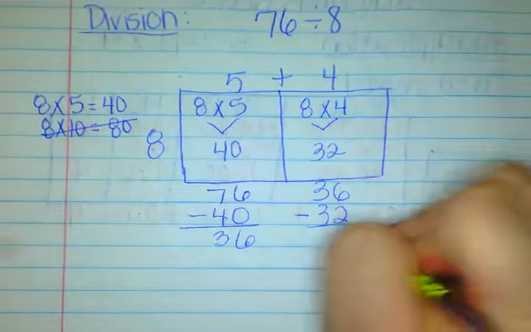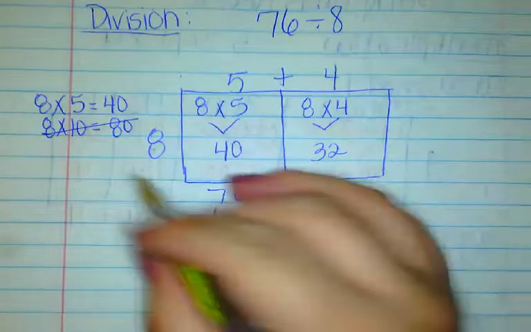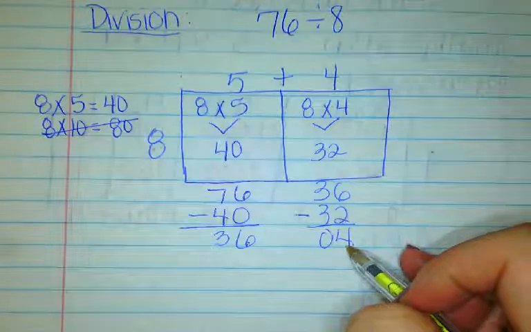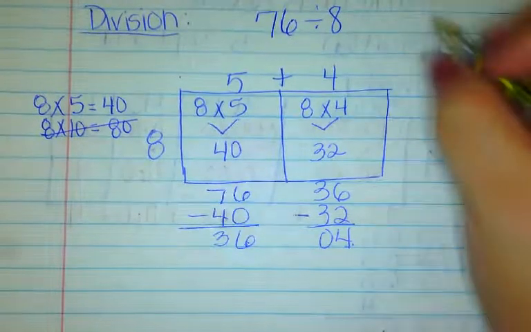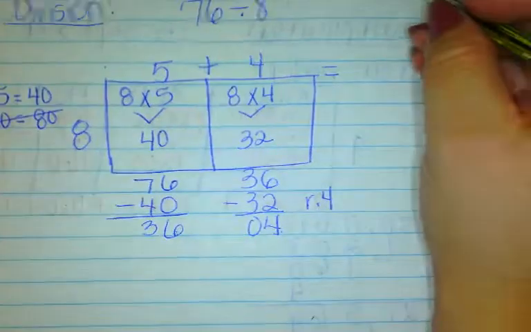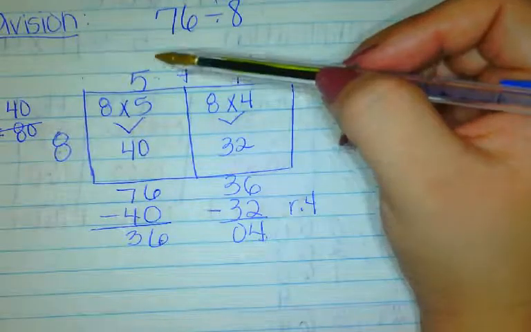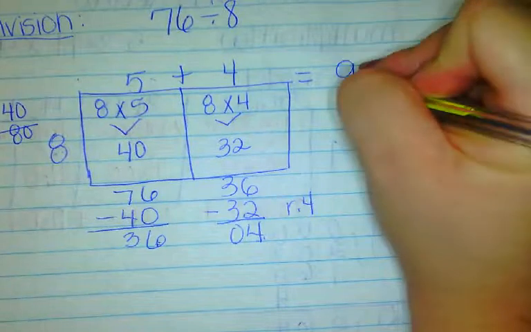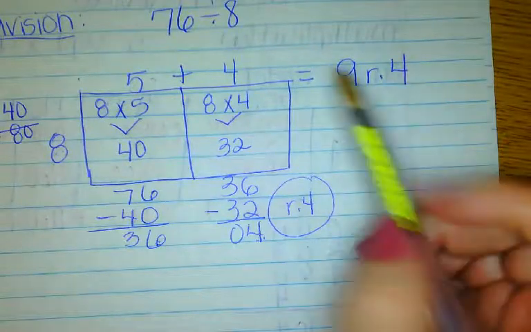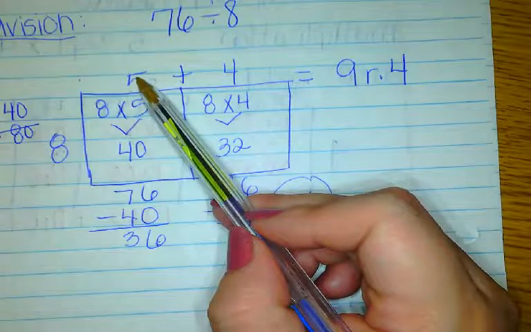What do I have? 4 left, right? Can I use 8 into 4? No, 4 is less than 8. So it's going to be remainder 4. So what's my quotient? 9. 9 remainder 4. Do not get confused. This is not a 50. It's a 5.